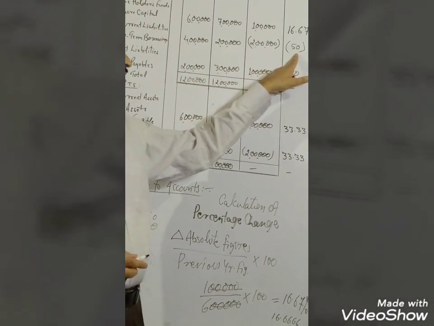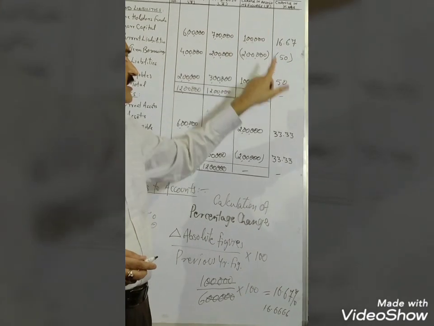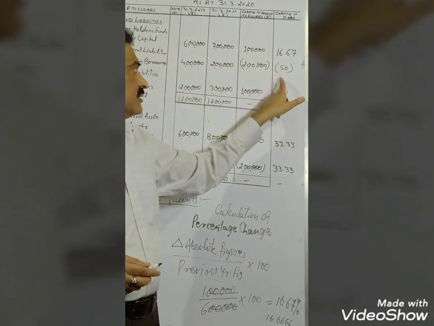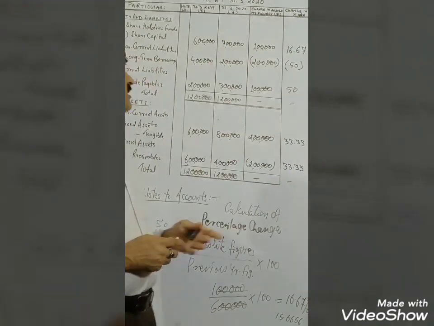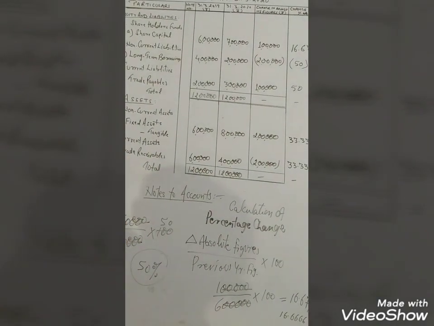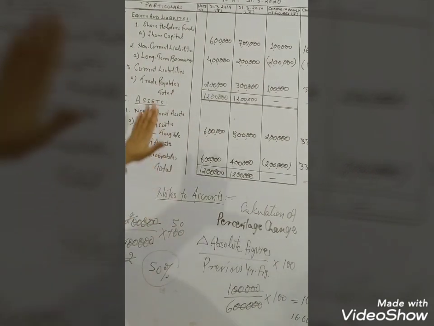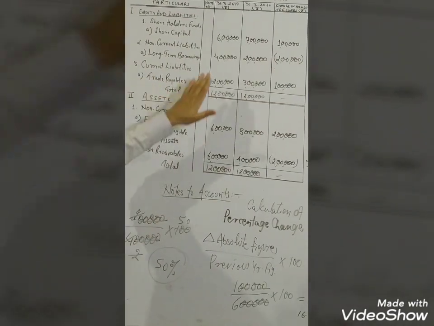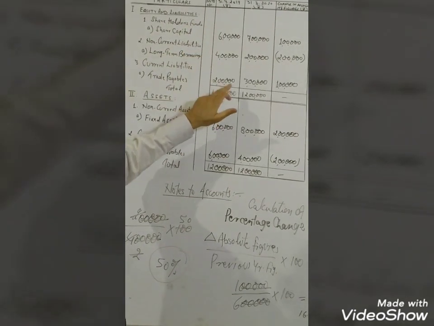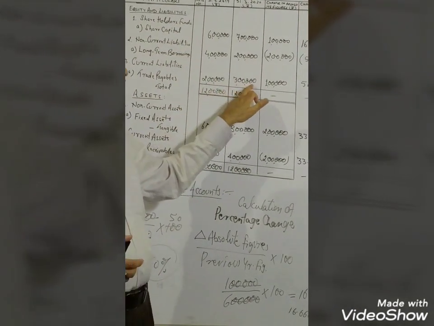So here we will mention 50. This is the percentage, 50% in negative value. So this will be shown within brackets. Third major head is current liabilities. Under current liabilities, trade payables are given. Trade payables for the year 2019 are rupees 2 lakh and 3 lakh for 2020.